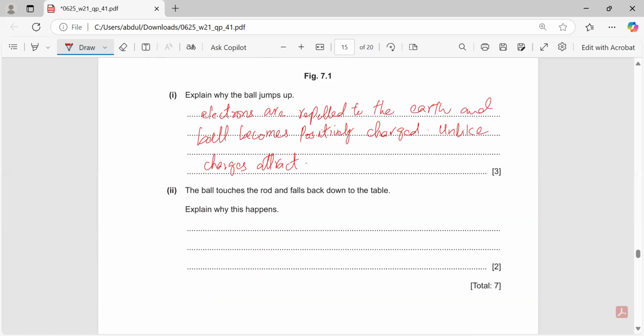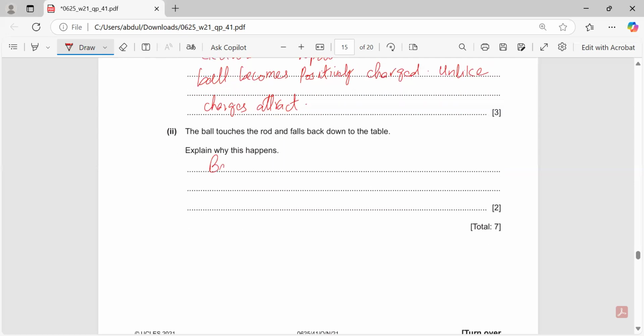The ball touches the rod and falls back down to the table. Why this happens? Ball is discharged. Or in other words, ball has become neutral. So force of gravity pulls it downwards. The weight of the ball pulls it downwards.